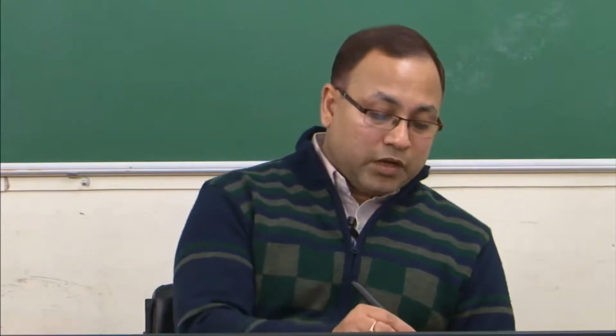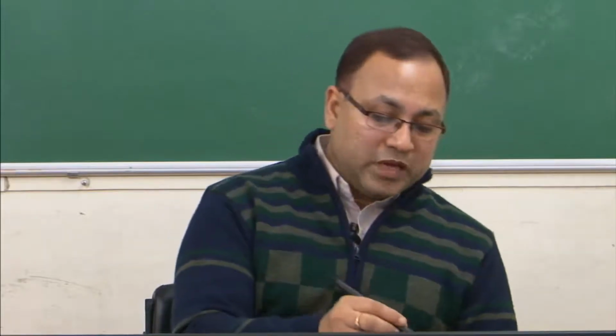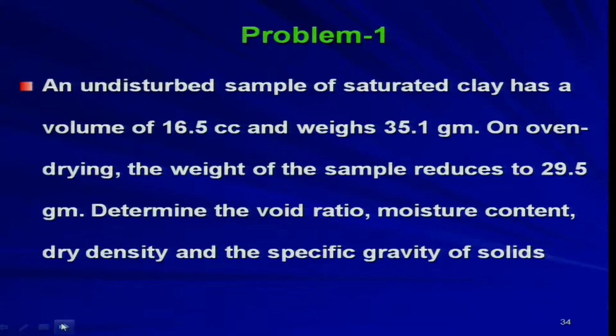Okay. So, now we will be taking one problem, based on the simple definitions we have come across. So, we will be taking the first problem. The problem says that an undisturbed sample of saturated clay has a volume of 16.5 cc and weighs 35.1 gram, and on oven drying the weight of the sample reduces to 29.5 gram. Determine the void ratio, moisture content, dry density and the specific gravity of solids.